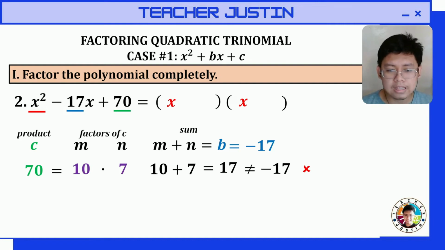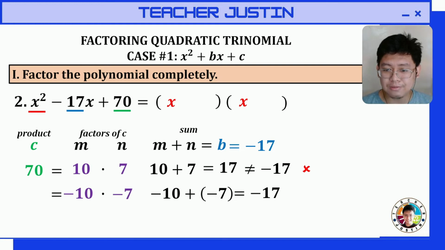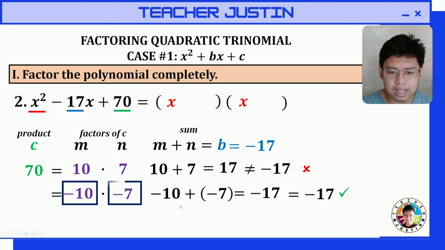So, isip pa tayo ng factors ni 70 na pagka inadd natin, the answer is negative 17. So, it will give us, another factor will be negative 10 times negative 7. So, pag minultiply natin, it is equal to 70. Pag inadd natin, the answer is negative 17. Which is, yun yung hinahanap natin na value. Nakuha na natin yung factor. So, kopyahin natin yung negative 10 at negative 7.